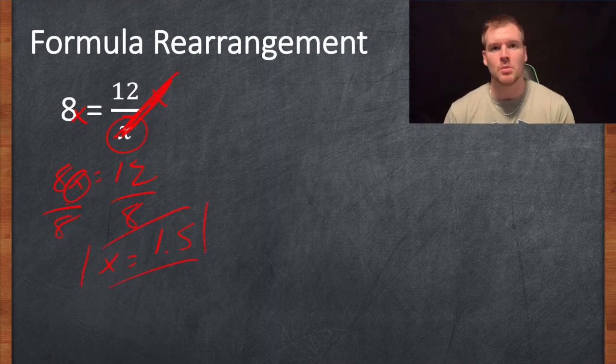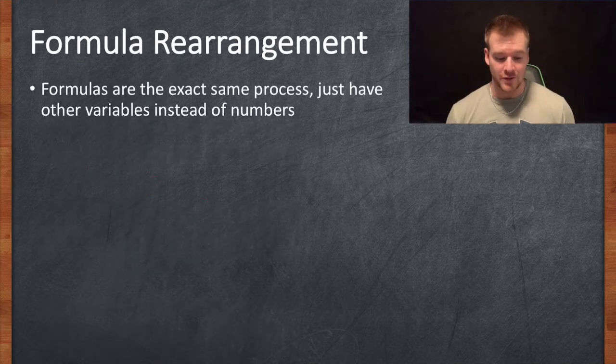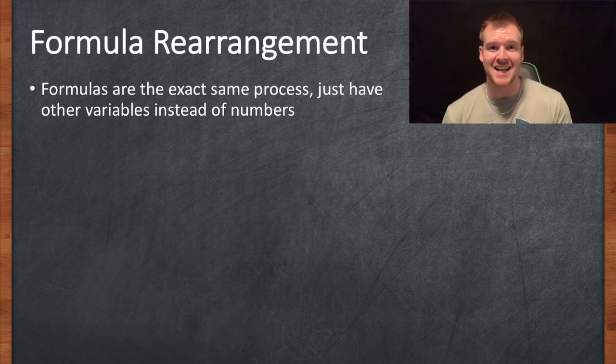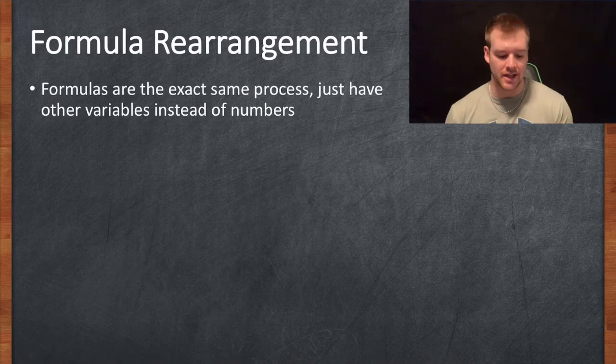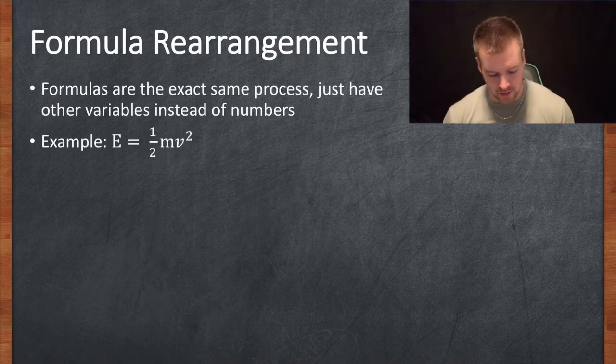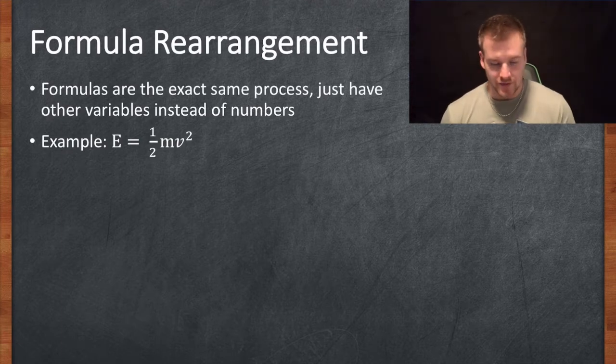Now we're going to take that to applying it to formulas. Okay, so this is nice. Formula rearrangement is the exact same process, except instead of having numbers, we're going to have other variables. So let's do this example of E is equal to half mv squared. This video is going to be used for Science 10 and Physics 20, so this may be probably a little bit hard for the Science 10s. Your practice questions will be a bit easier.